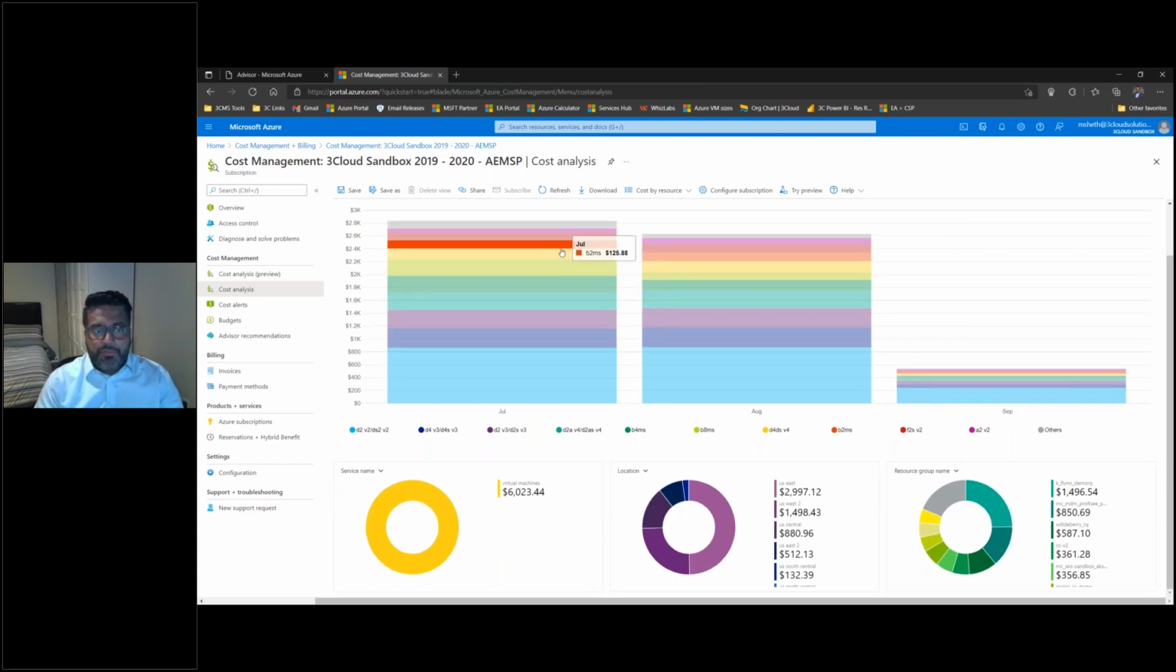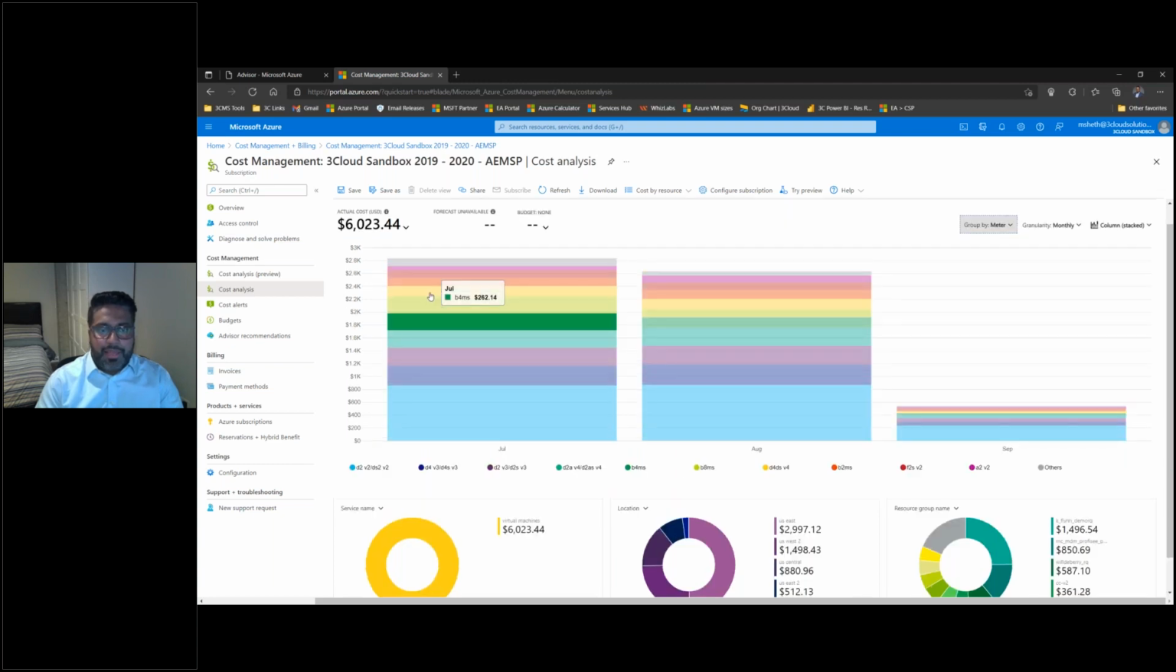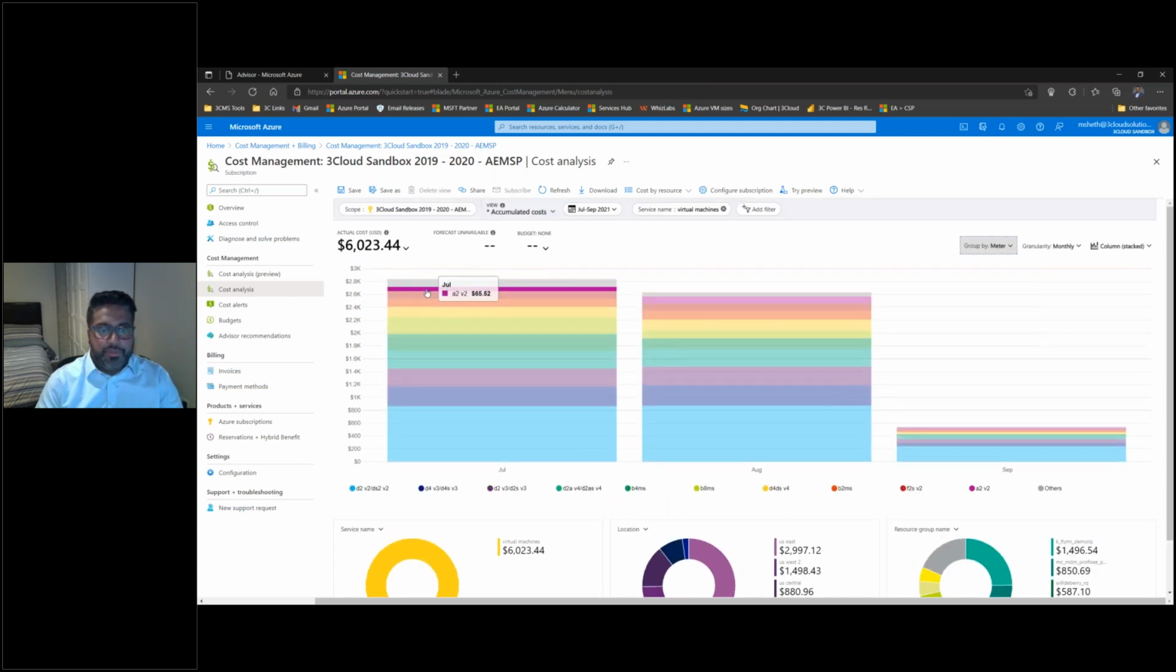Depending on your role level, you may have to work with your system administrator to make sure that you have the appropriate role to be able to view this information. That's the only kind of limitation, right? But that's controlled by your organization. So as long as you're purchasing Azure, you should be able to access this tool and be able to view this very kind of native reporting interface.